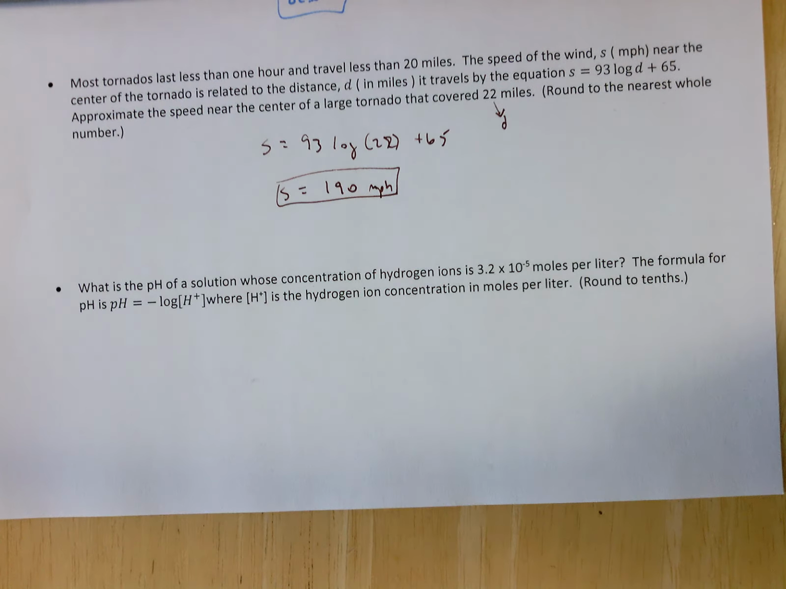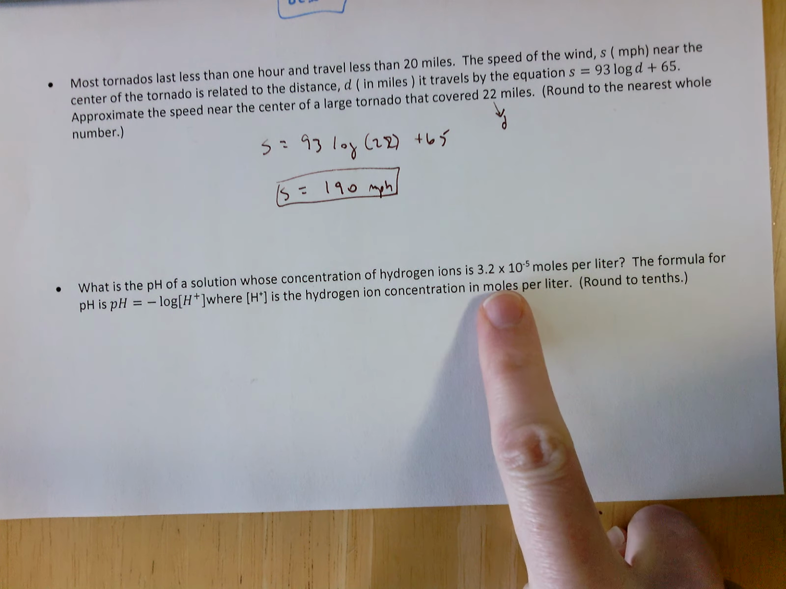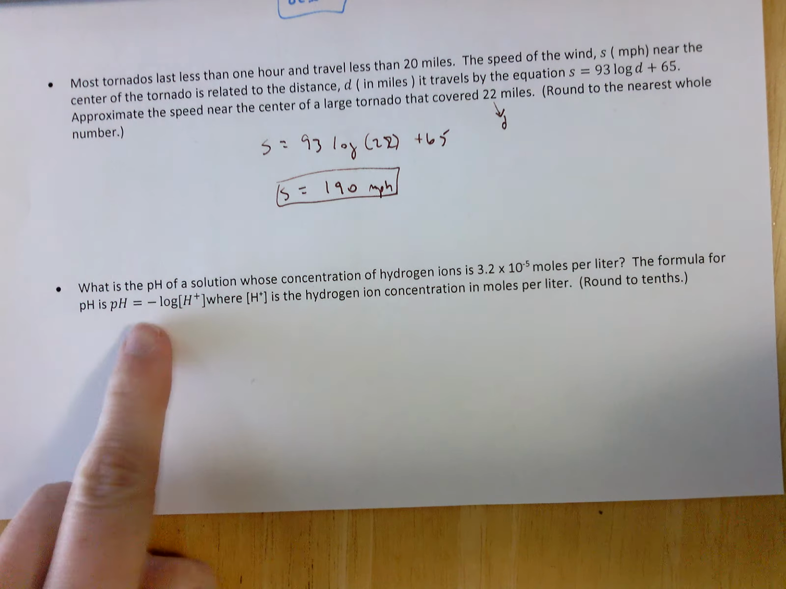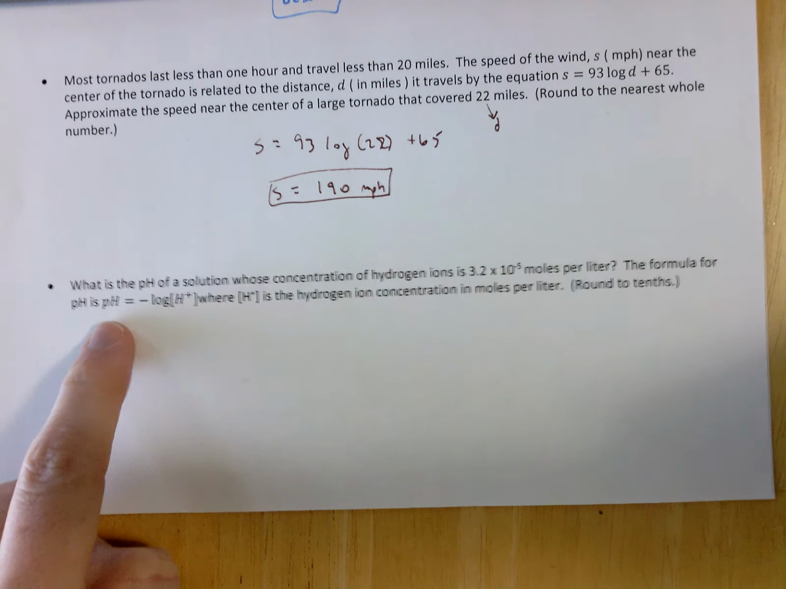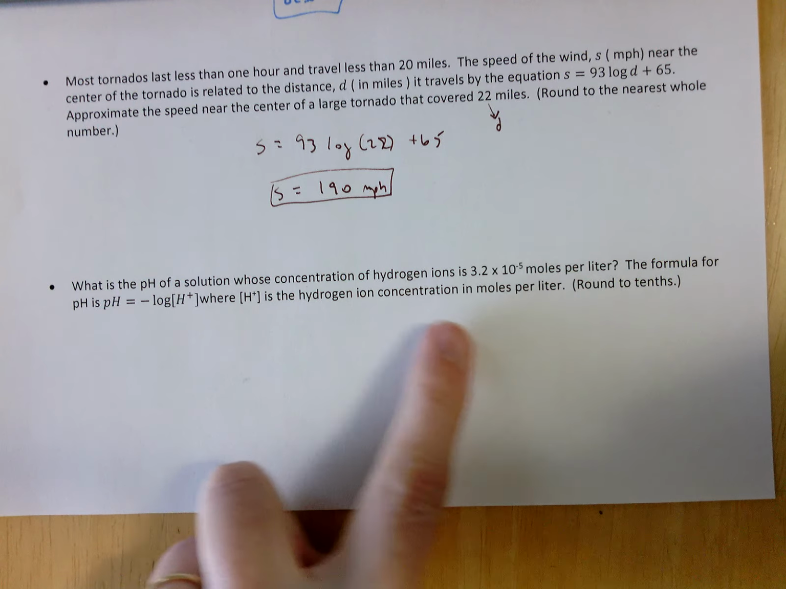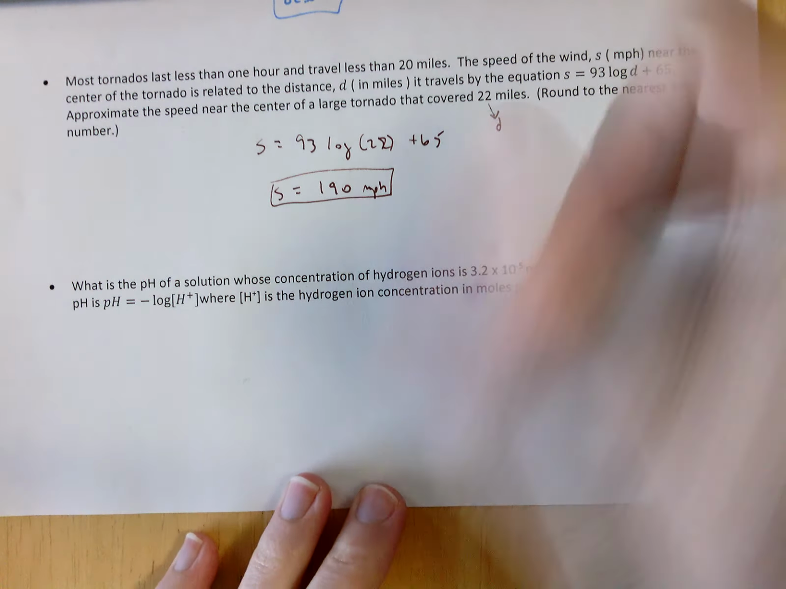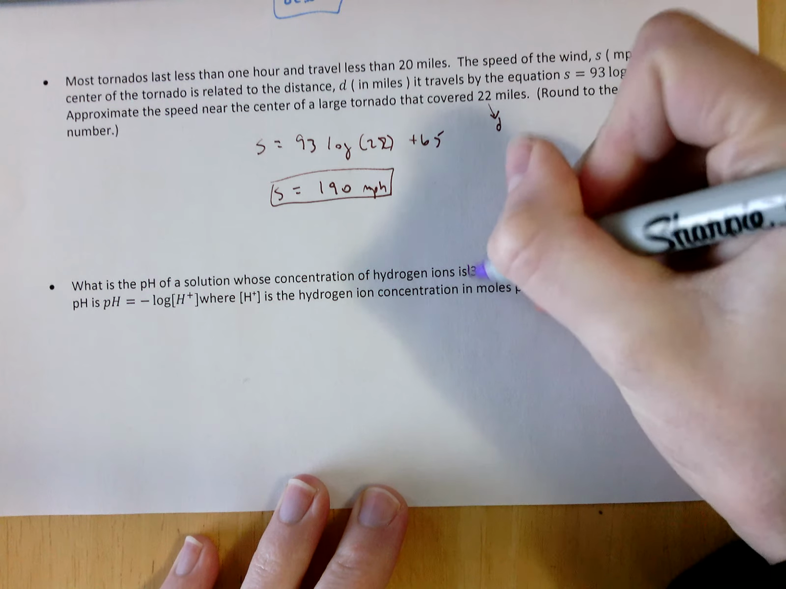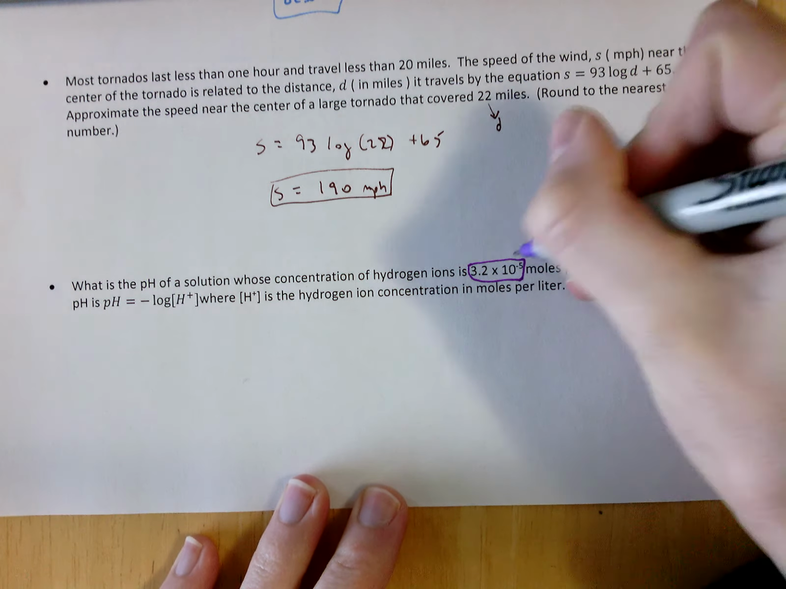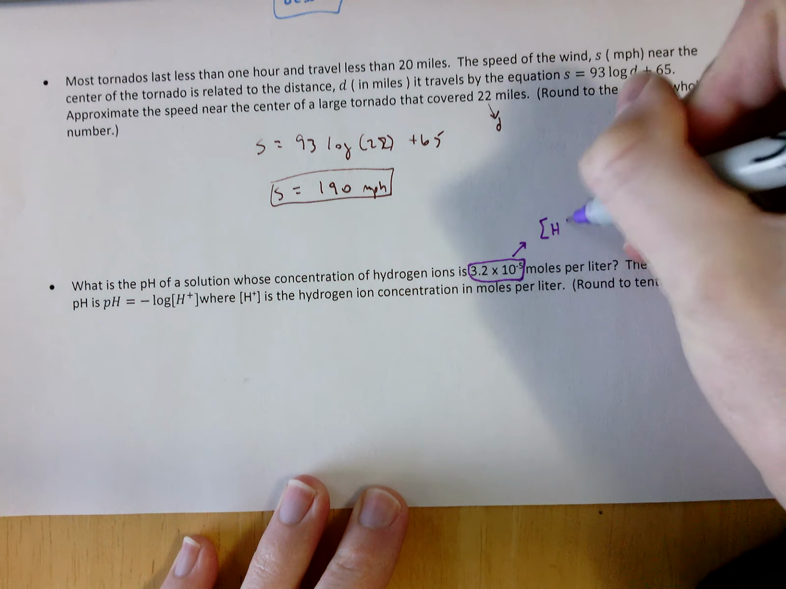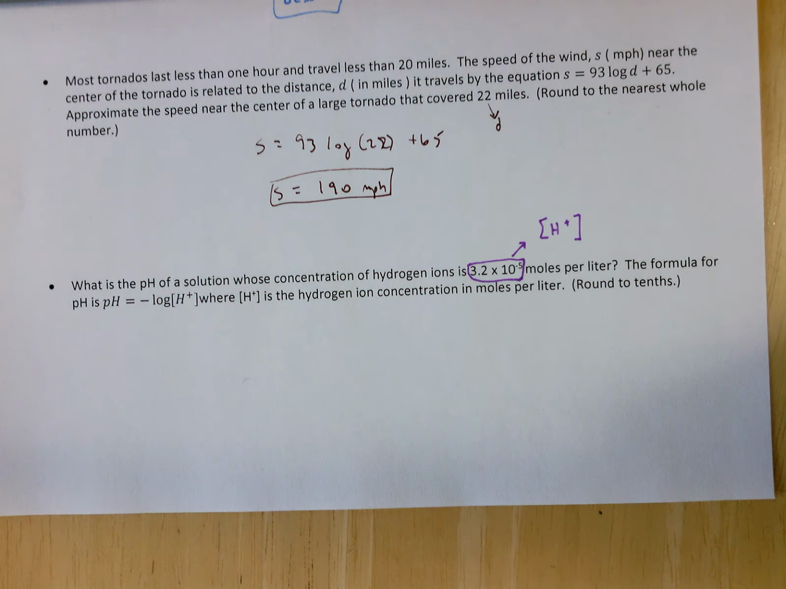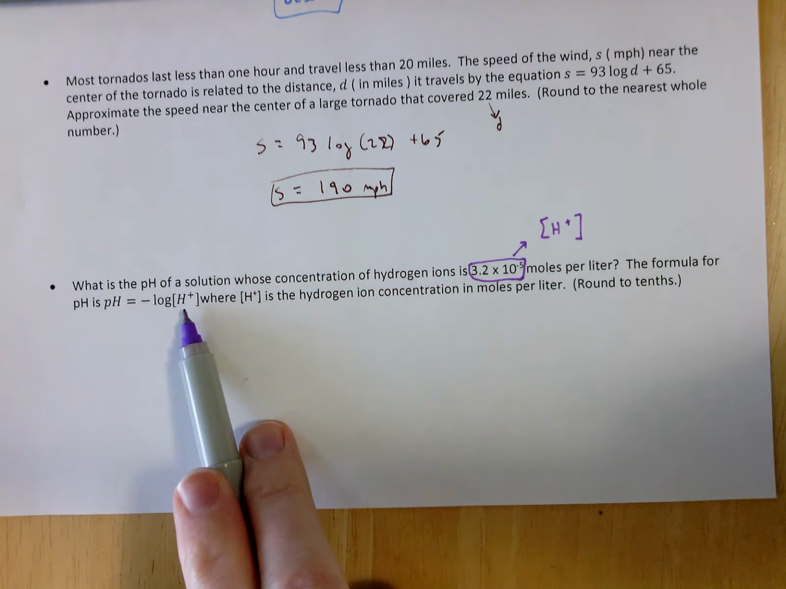All right, last one. What is the pH of a solution whose concentration of hydrogen ions is this? Okay, great. We've got a formula for pH, which is this lovely thing, where H plus is the hydrogen ion concentration in moles per liter, okay? So when they tell you the concentration of hydrogen ions, so this right here, that is what this H plus is. Okay, so it's a little bit of an unusual variable because usually our variables are just one letter. But since that's what it's defining it as, all I'm going to do is swap that out for this number.